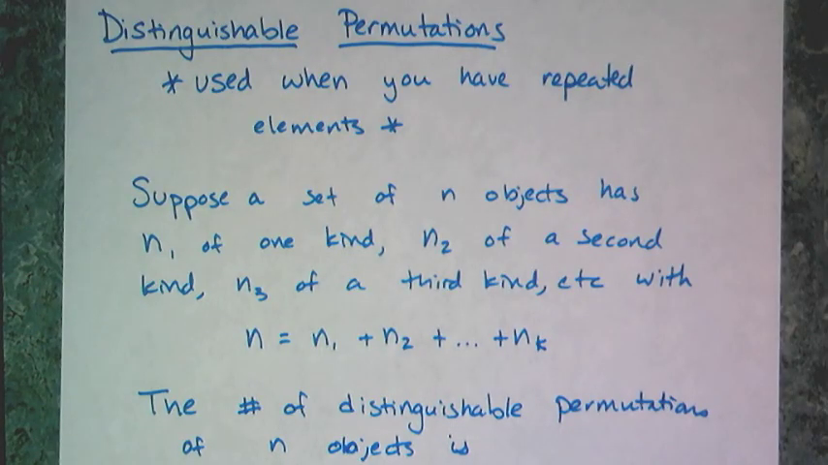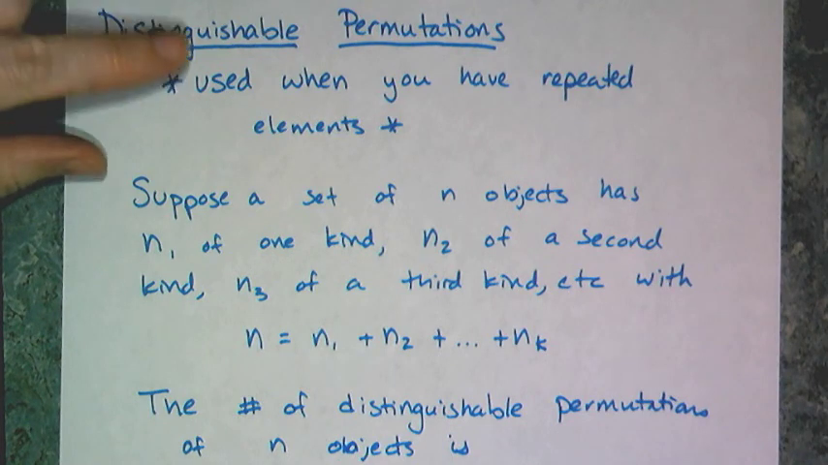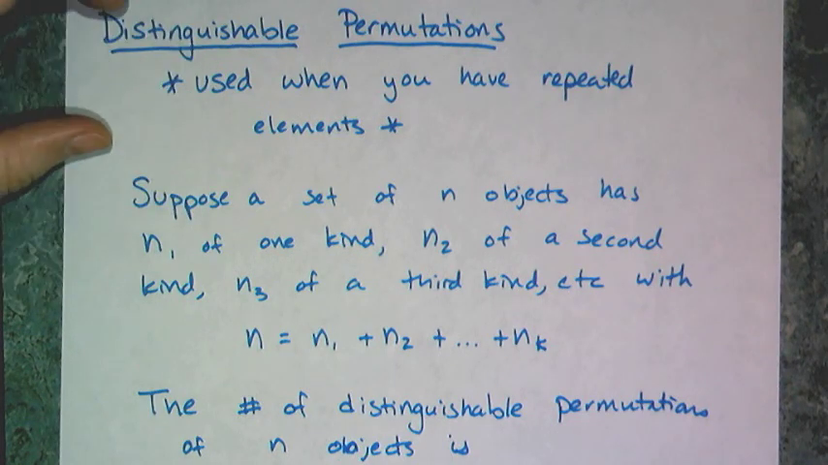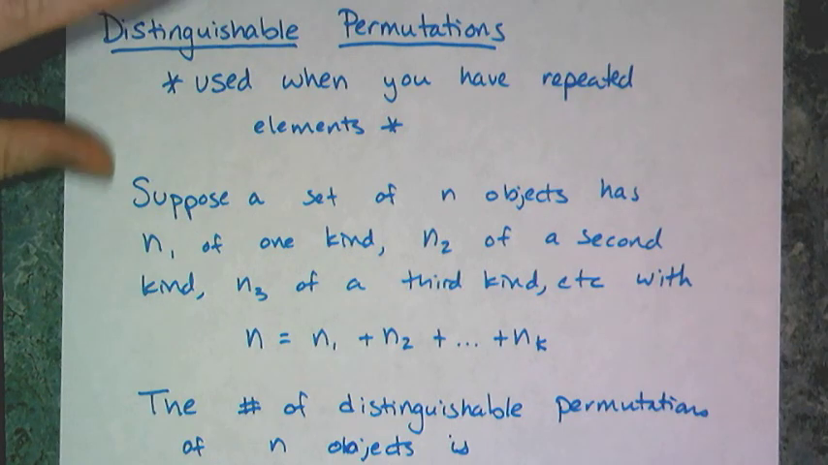Now, you may have learned about permutations before, and now we're going to talk about something a little bit different, and this is a distinguishable permutation. And you use this when you have repeated elements. So let's go over how to find the number of distinguishable permutations, and then I'll show you an example and it'll all be clear.